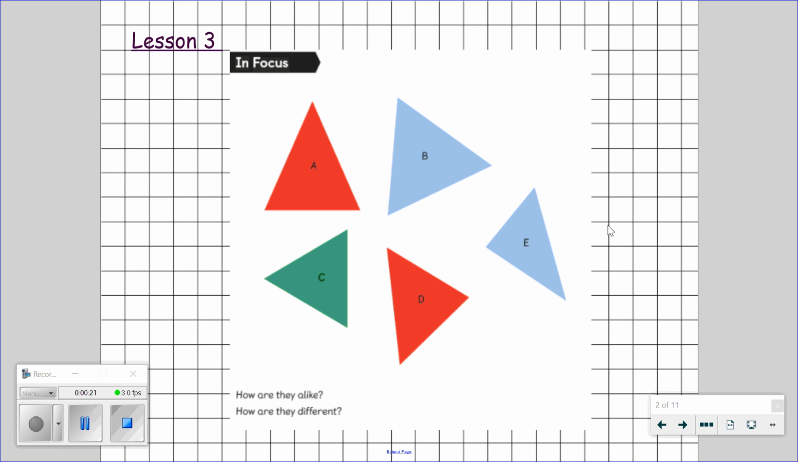So here we have 5 triangles to look at. It asks us, how are they alike? How are they different? How could we sort them into groups? How would you group them and why?